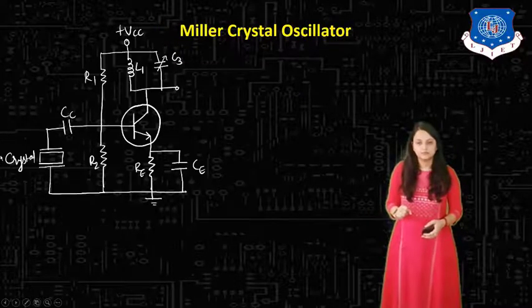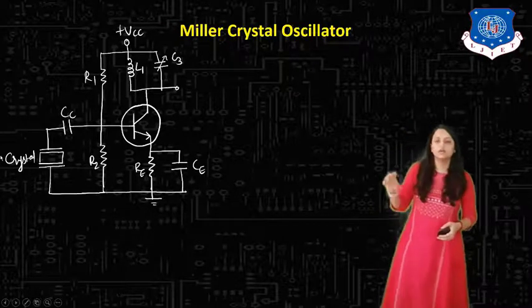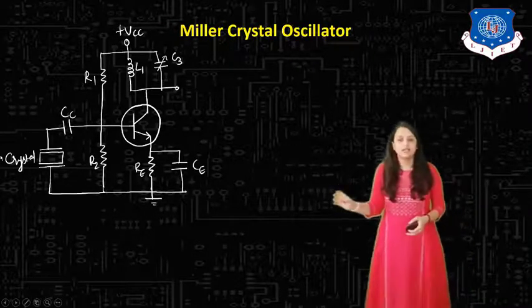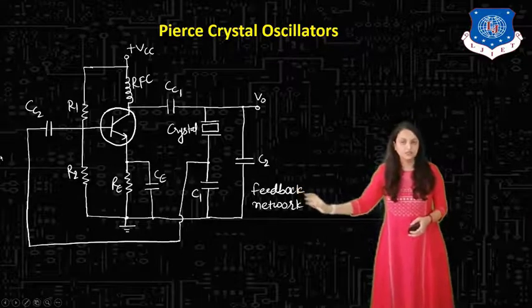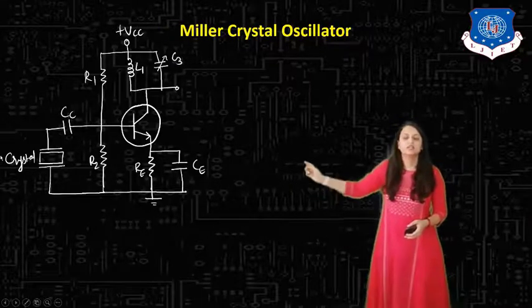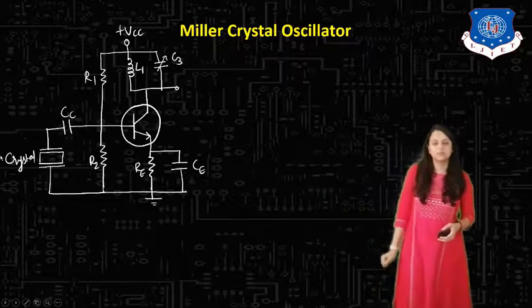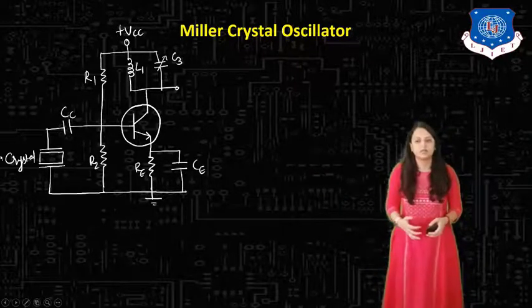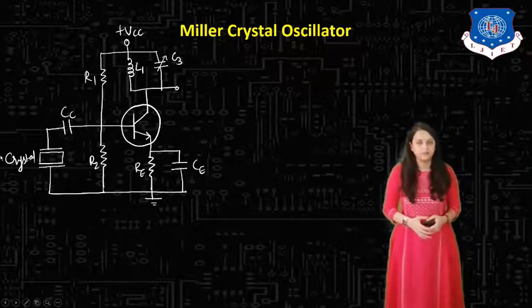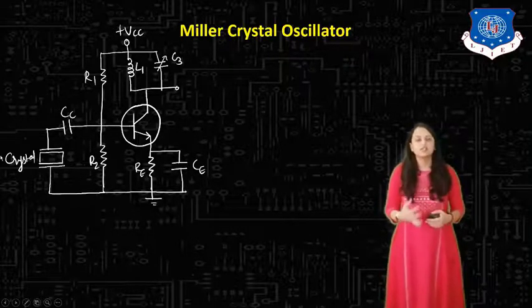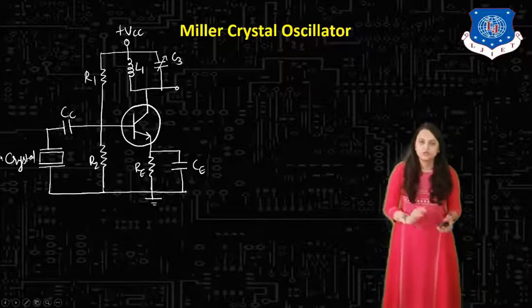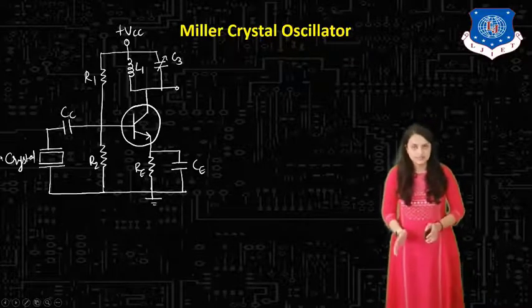Then in the Miller crystal oscillator, the arrangement of the feedback network is different. As we have seen here, the crystal is placed on this side, and instead of that, if the crystal is placed on the input side of the amplifier, we will call this arrangement a Miller crystal oscillator. So the arrangement of the crystal depends, and based on that, the different crystal oscillators are designed.